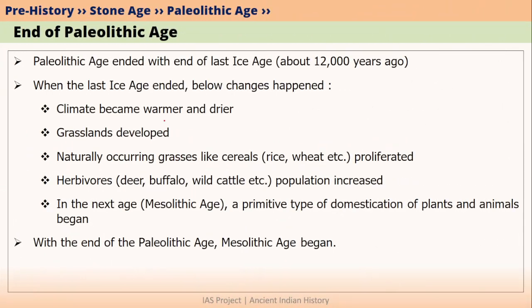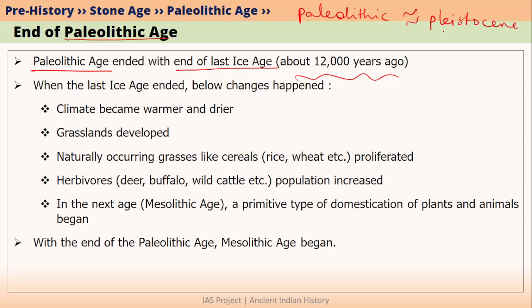If we look at what happened at the end of Paleolithic Age, we can know what were the climatic conditions at this time. Basically, Paleolithic Age ended with the end of the last Ice Age, which was around 12,000 years ago. We know that Paleolithic Age coincided with Pleistocene Epoch, and Pleistocene Epoch was nothing but the Great Ice Age. Therefore, Paleolithic Age was mostly Ice Age. And when Pleistocene ended almost 11,700 years ago, Paleolithic Age has also ended.